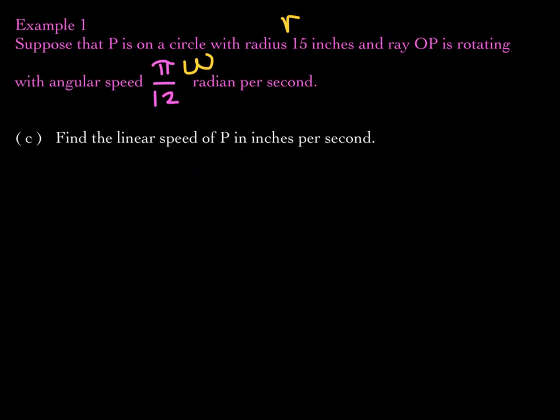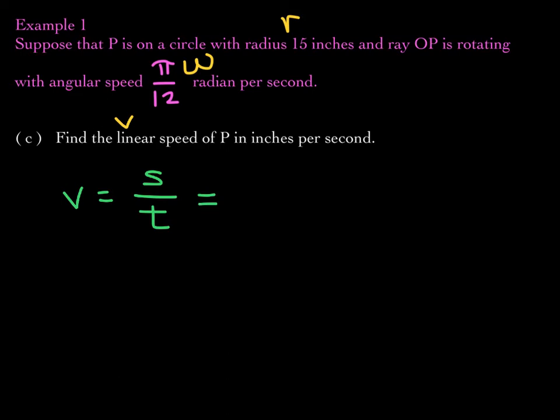Now the last part is to find the linear speed, that's V, right? Find the linear speed of P in inches per second. All right, very good. Now we have this formula that V is equal to S divided by T. Now, we know S, we just figured it out.